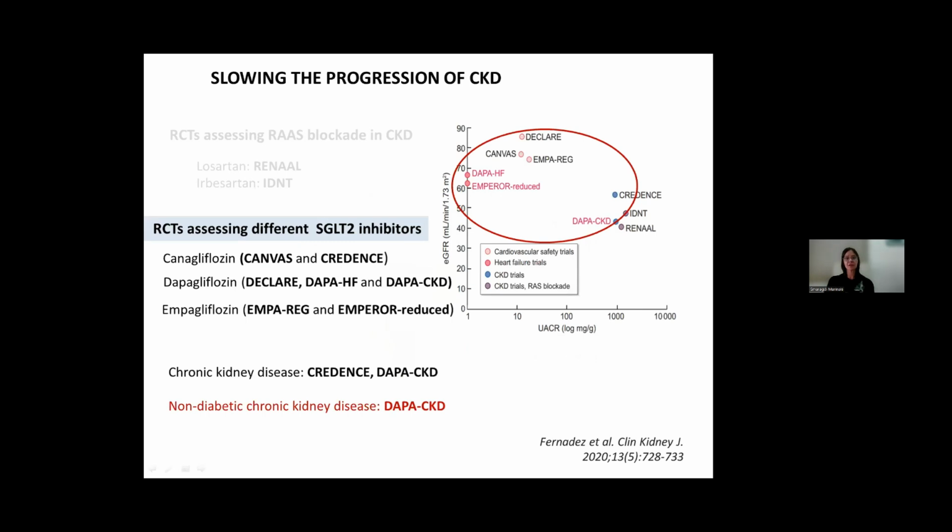We have here all the RCTs assessing different SGLT2 inhibitors. Indeed, the first studies had other endpoints, primarily cardiovascular endpoints, heart failure trials, but there were also secondary endpoints that had shown that this class of drugs is renoprotective. We had with canagliflozin the CANVAS and CREDENCE trial, with dapagliflozin the DECLARE, DAPA-HF, DAPA-CKD. With EMPA, we had before the EMPA-REG and the EMPA-REDUCE trial, but those that had primarily renal endpoints were the CREDENCE and the DAPA-CKD. And most importantly, the DAPA-CKD also included patients without diabetes.